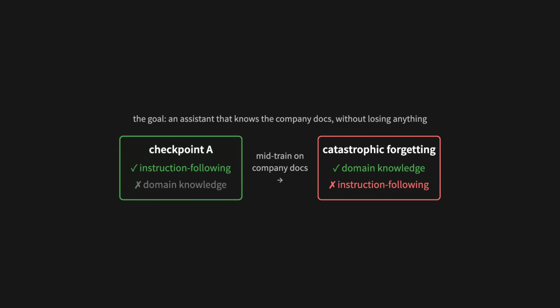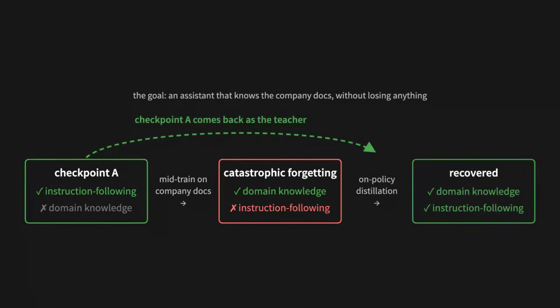The model knows the docs now, and it forgot how to follow instructions. That failure has a name, catastrophic forgetting, and it's one of the oldest problems in neural networks. When you push new knowledge into a network, old behavior gets overwritten. Here's the twist that makes this story worth telling. The fix was on-policy distillation, with Checkpoint A itself as the teacher, the model's own past self.